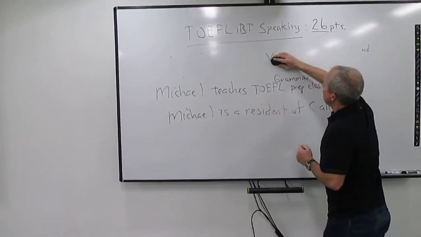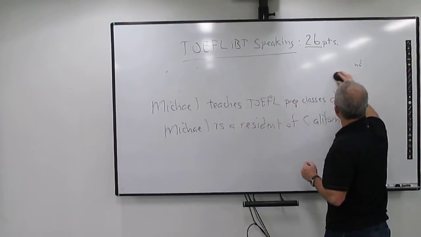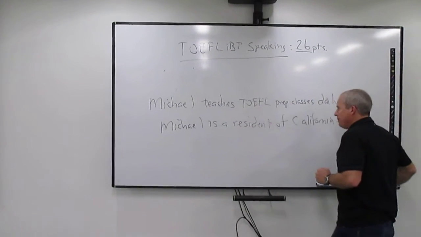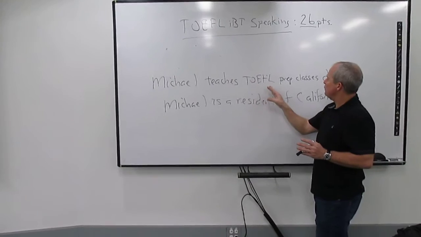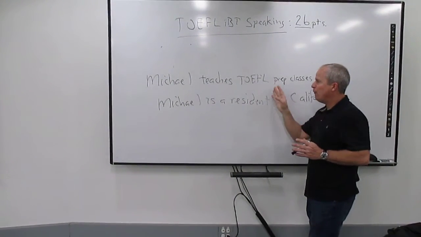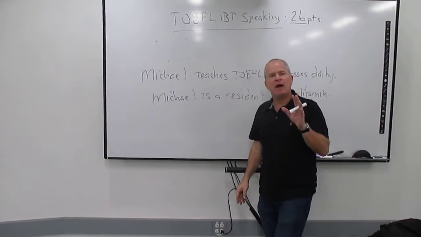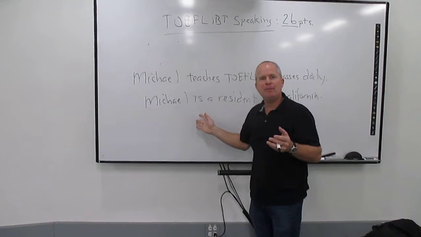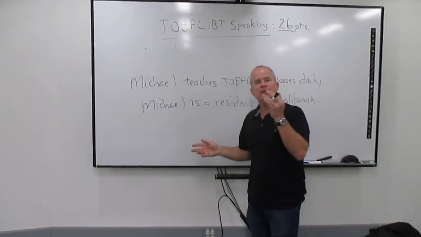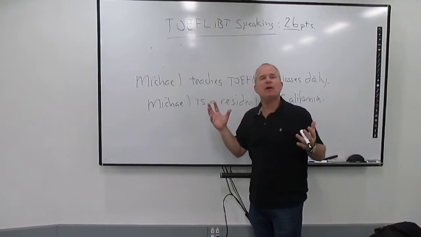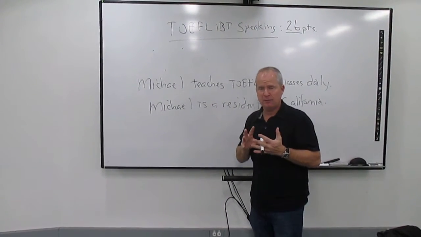Now, the question is, in order to make the sentence a little bit more advanced, I'm going to show you kind of a trick. Now, first of all, Michael teaches TOEFL prep classes daily. Michael is a resident of California. These 2 sentences are not very advanced because basically I'm using 2 different independent clauses. In order to do better on TOEFL speaking and TOEFL writing, you want to combine these 2 sentences.